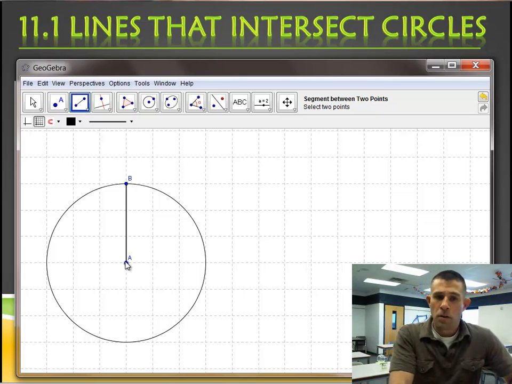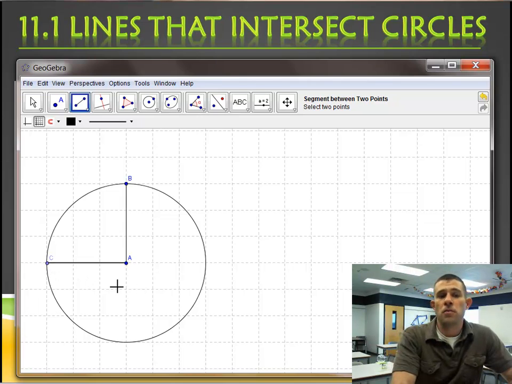So the plural of radius is radii. So all radii are congruent in a circle. So here's our two radii, AB and AC, for this circle. Another important line segment inside a circle is called a chord. A chord is formed by the two endpoints that are on the circumference of that circle. So this is an example of a chord, chord DE.